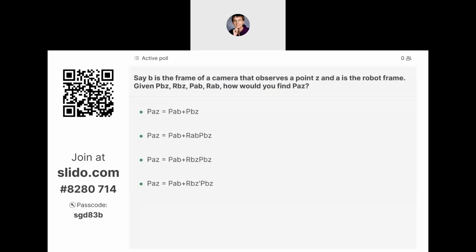Similar thing with P_AZ. We have the same information. Now we're looking at what is the position relative to the robot frame A.